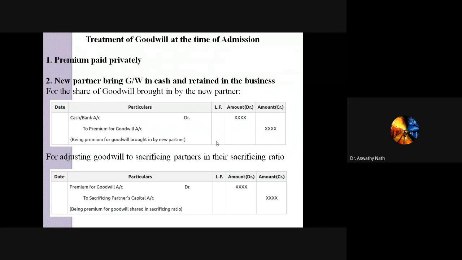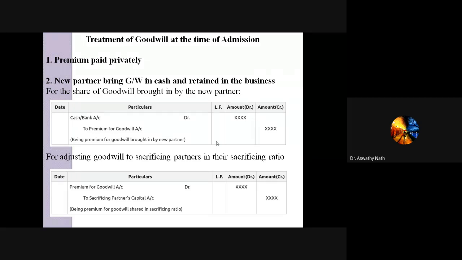We know that at the time of admission, the new partner is required to bring his share of goodwill to the firm. At the time of admission of a partner, the goodwill should be valued as per the agreement among the existing partners. There are different treatments. When the premium is paid privately, no adjustment is required in the business as it is outside the business. So no adjustments are required there.